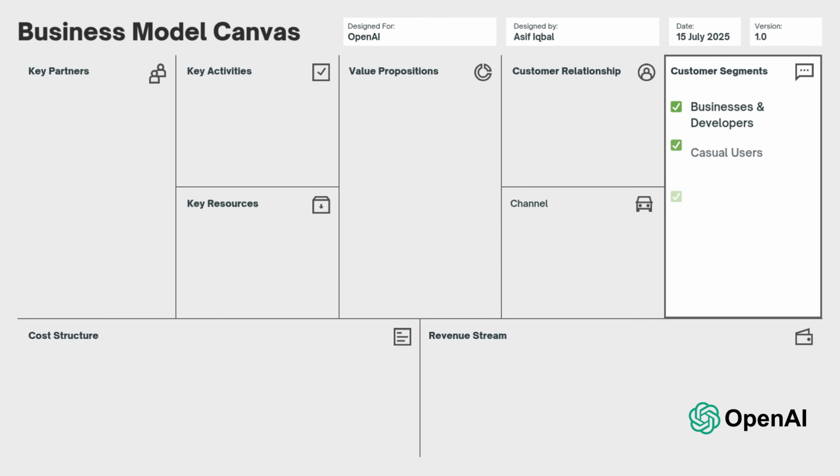Each of these customer segments has different needs, expectations, and pain points. Businesses and developers need scalable AI solutions with strong API support, while casual users prefer simple and user-friendly interfaces. Enterprise clients, on the other hand, require custom AI models, security, and compliance, whereas researchers need access to OpenAI's technical scientific studies. So defining your customer segment is not just about identifying different groups, it is about understanding their specific needs and how your business delivers value to them.